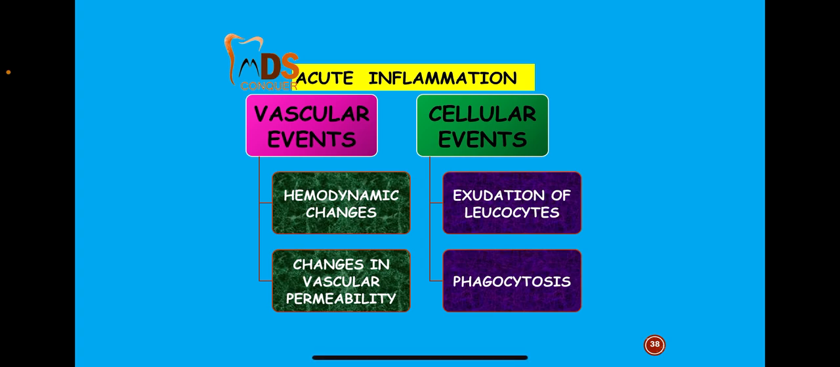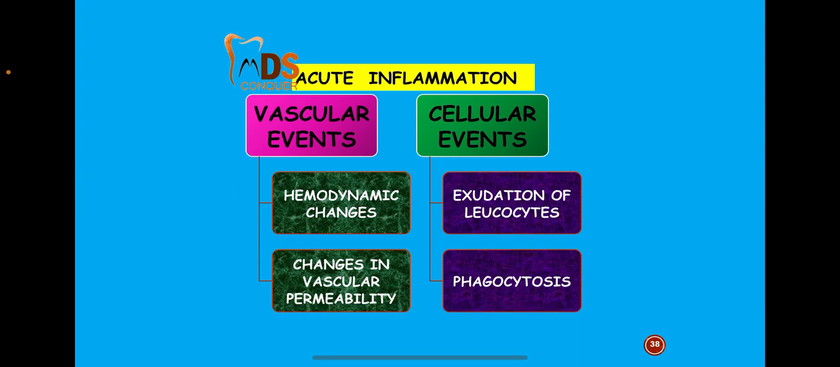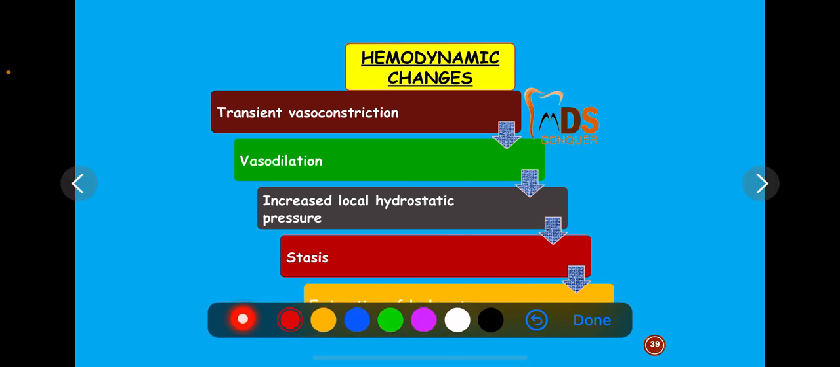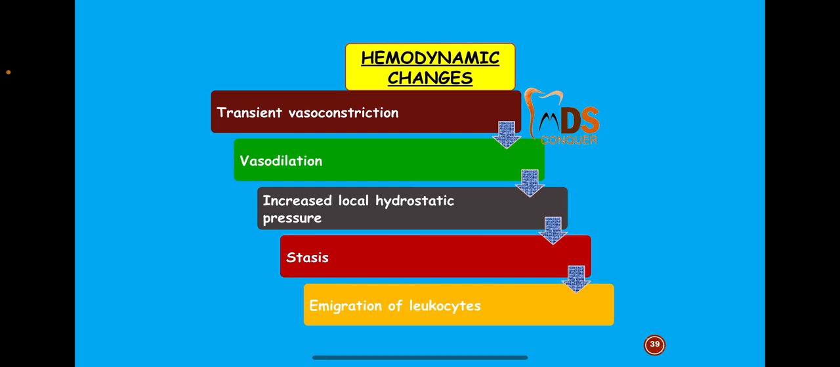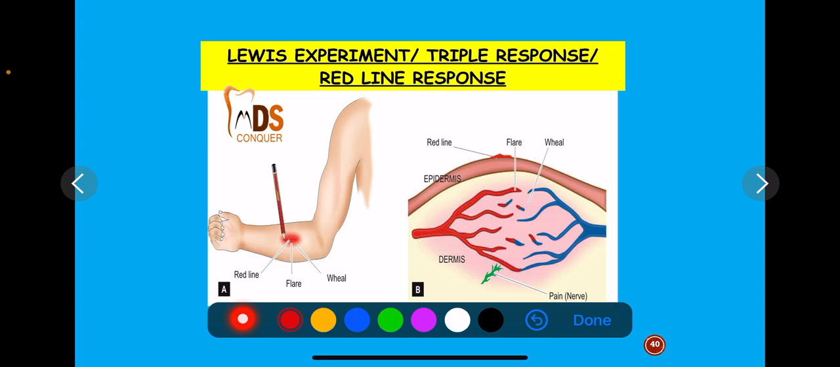So acute inflammation, the events, a series of the vascular and cellular events are quite important. Again, vascular events, the hemodynamic changes and changes in the vascular permeability, and cellular events, exudation of the leukocytes and the phagocytosis. So hemodynamic changes, so there is transient vasoconstriction followed by vasodilatation, then increased local hydrostatic pressure, then stasis, and then the emigration of the leukocytes. So the sequence is quite important, and this is a triple response and the Lewis principle, which is the red line, flare and wheal.